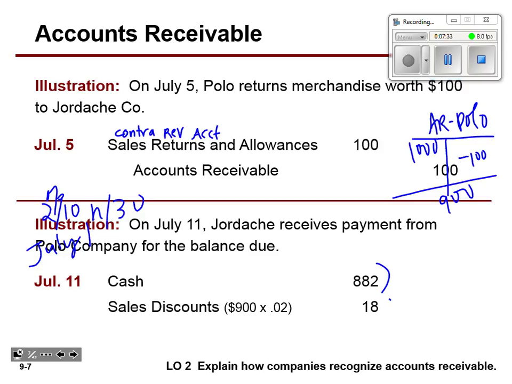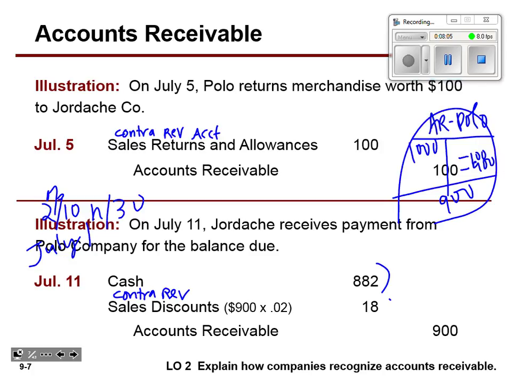So we see another contra revenue account. It's called sales discount, and we came up with that by taking 900 times 2%. But AR truly was wiped out with a $900 credit. So 1,000 equals 100 plus 900. I'm kind of old school and like those T accounts, just so you can see where the numbers came from.